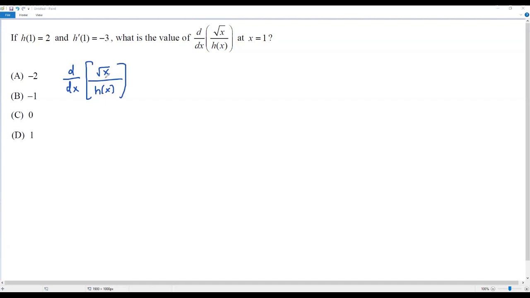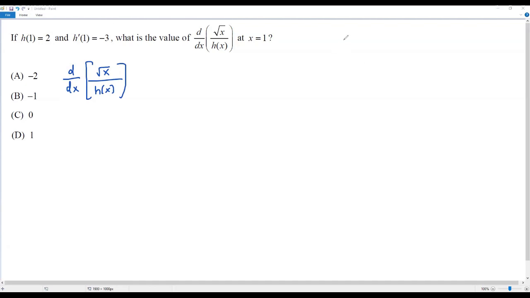Here we can consider this expression. It contains the variable in both the numerator and denominator. I want to find the derivative of this with respect to x. Whenever I want to find the derivative of a function which contains a variable in both numerator and denominator, I have to use the quotient rule.